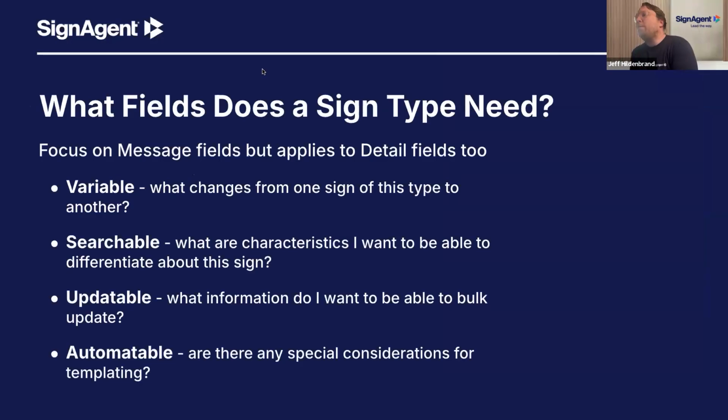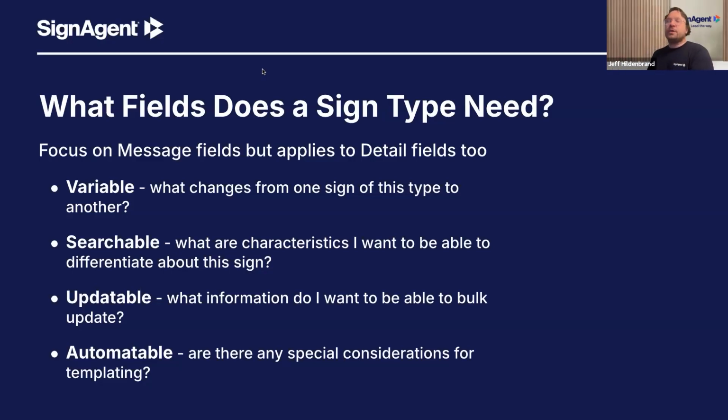So what fields does a sign type need? Well, we're going to help you break that down. There are four pieces of information that we want you to consider when doing this. What information on that sign type is variable? What's going to be changing from one sign type to another sign type? If this sign type has a number and this one has a pictogram, you're obviously going to want to have multiple different sign types for that. We want to preserve what's searchable.